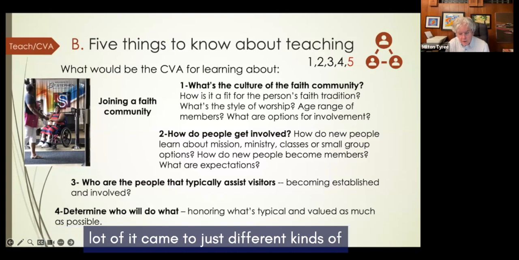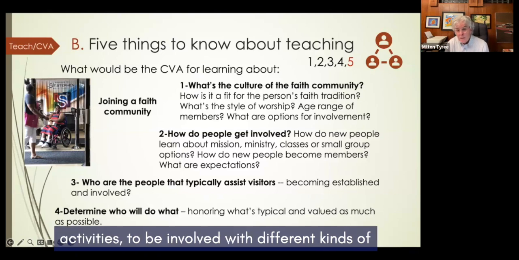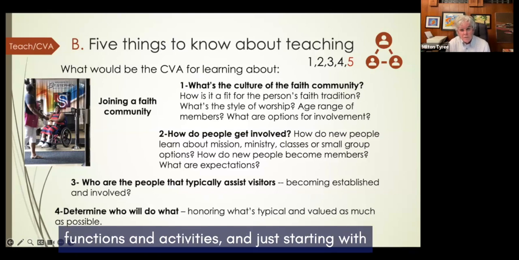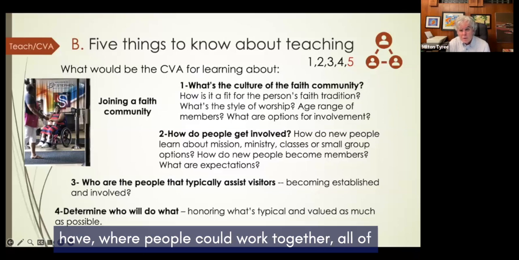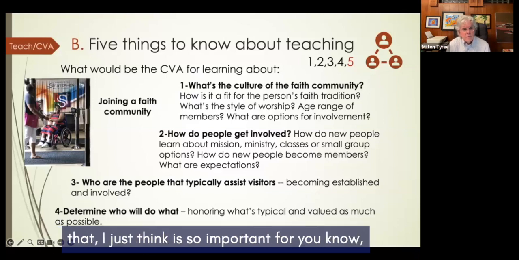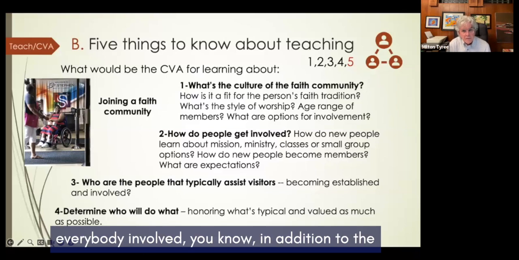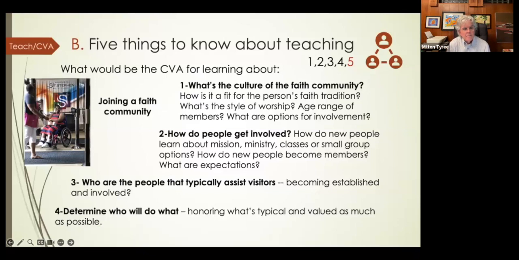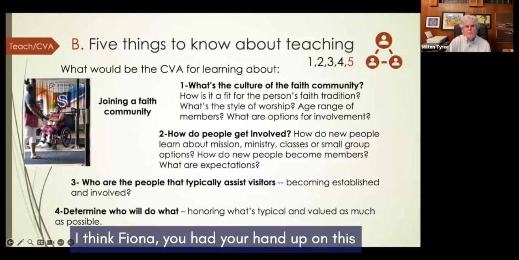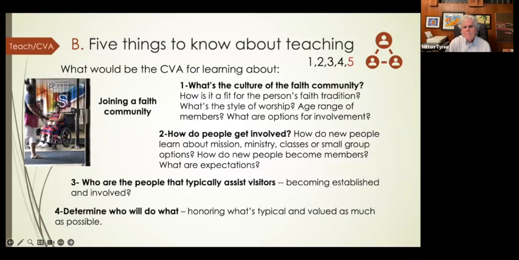But a lot of it came down to different kinds of functions and activities, starting with the best ones that are most likely to work really well, and who the other people to be involved are. What are teamwork-like things where people could work together? All of that, I just think, is so important for everybody involved, in addition to the person who has a disability. Fiona, I think you had your hand up on this too.